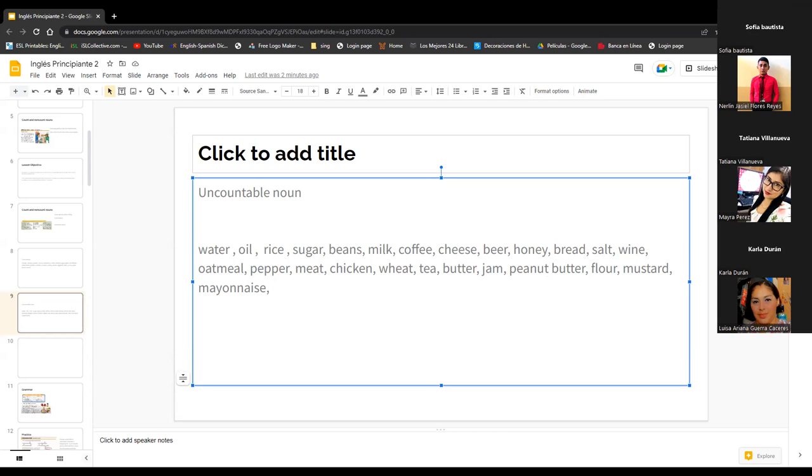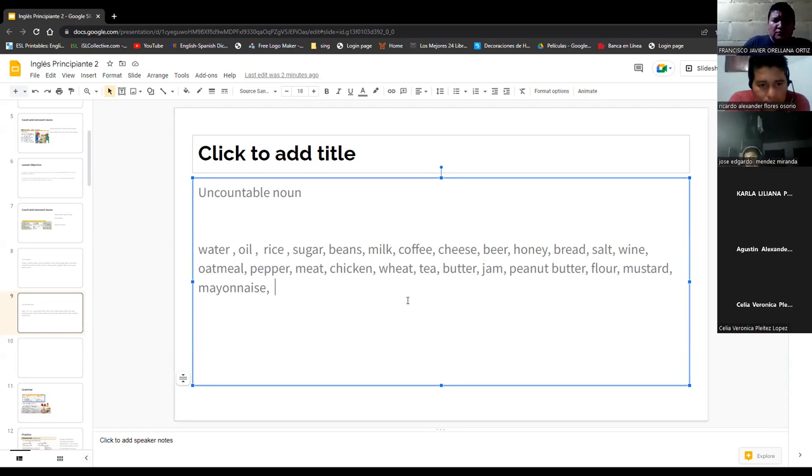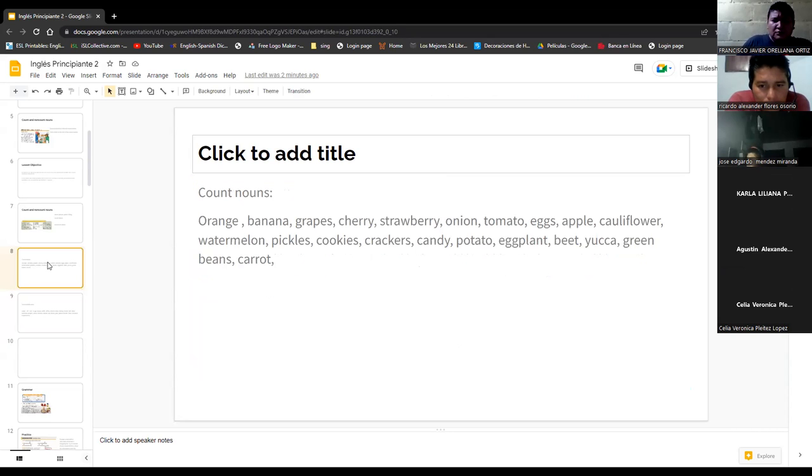Luisa, ¿cómo se dice mayonesa en inglés? How do you say mayonesa in English? Mayonnaise. Perfect. Let's see. Ricardo, how do you say remolacha in English? Beet. Very good. Jose Edgardo, how do you say pepinillos in English? How do you say pepinillo?